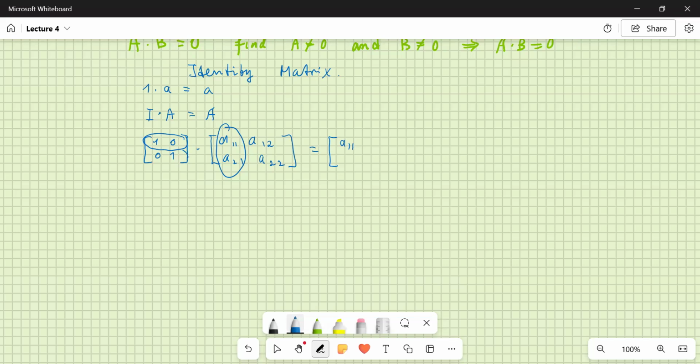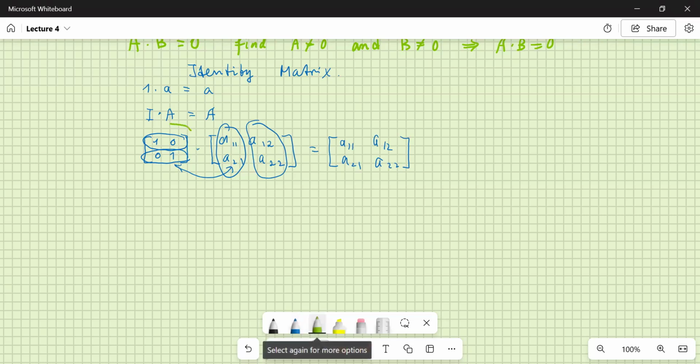Let's see how it works for the second row. The second row has 1 in the second position, right? So when you multiply it by the first column, it's going to give a result as a multiplication only of the second element, which is going to be exactly what it was in the previous matrix. If we repeat the process for column number 2, you are going to have the same 1 multiplied by a12, and 0, 1 multiplied by a22 is going to give you a22. So you see that this shape of the matrix is not going to change matrix A by which you multiply.